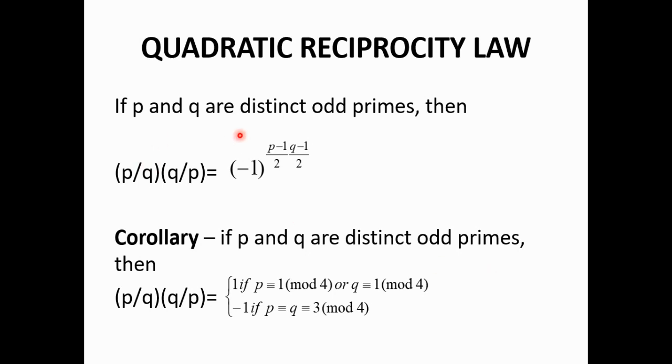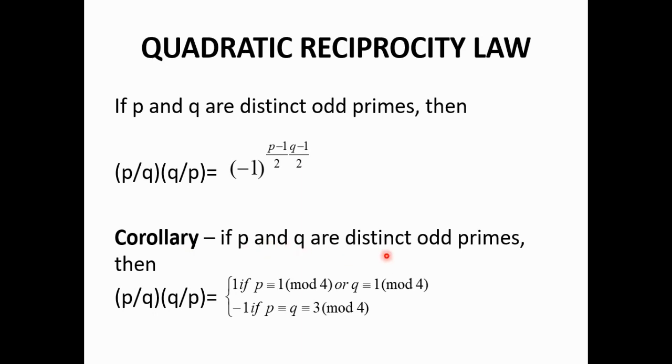So if p and q are distinct odd primes, then p upon q into q upon p. So we are talking about the Legendre symbol from the starting. Now we are saying that we have two primes p and q, distinct odd primes. Then how their symbols p upon q and q upon p are related. So p upon q into q upon p will be minus 1 to the power p minus 1 upon 2, q minus 1 upon 2. This is the corollary to this result.